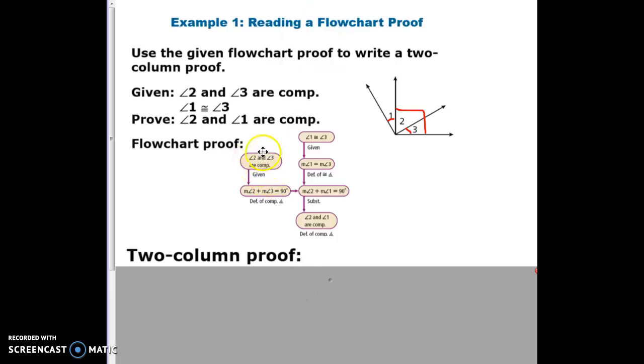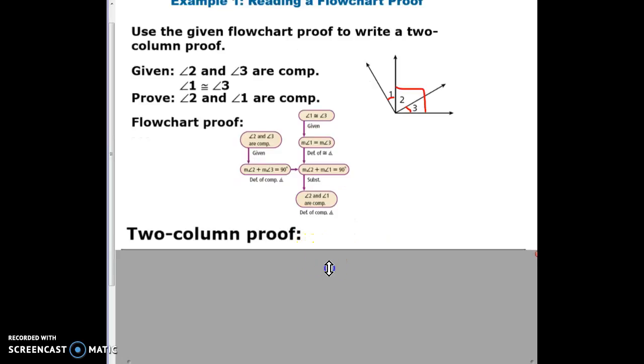Okay, well the first thing it starts with is either one of these two givens. Angles 2 and angle 3 are complementary, and that's given. So generally how you read this is from left to right. We're going to start with this train of thought, work our way down, bring these thoughts together, these statements together, and then finally end up with a conclusion. So this is how it looks.